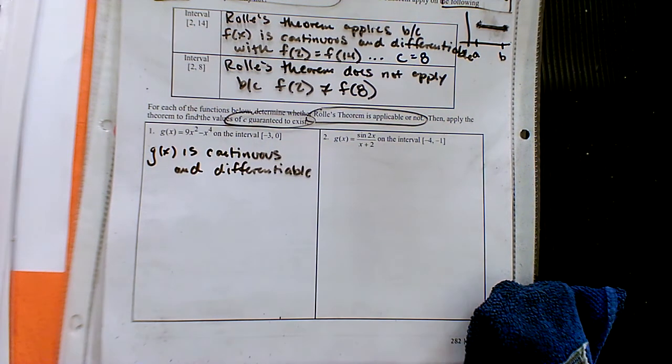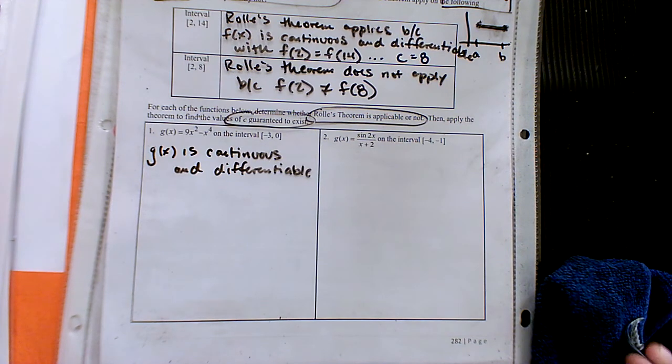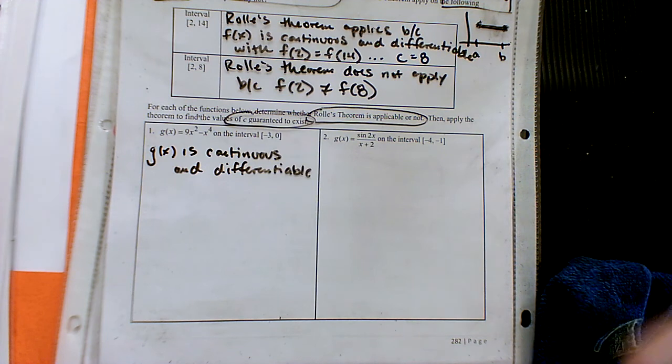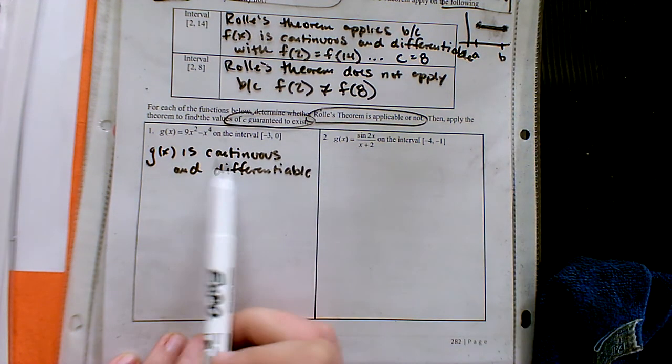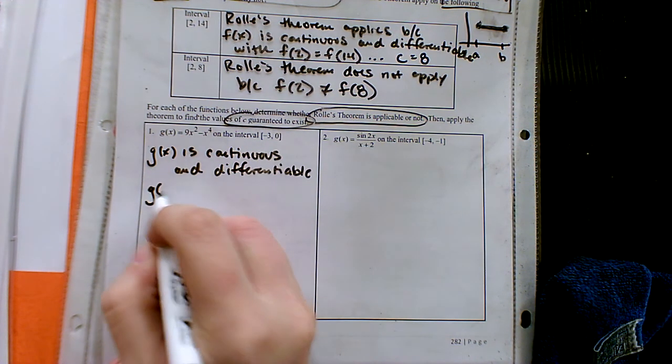If you're going to use a theorem, you have to first state that the conditions are true. You can't just jump to the conclusion. You have to state what you checked in order to know that your conclusion is validated. So we have to make sure that we write those conditions down. So g of x is continuous and differentiable. We now have to check the endpoints. Do they have the same height?